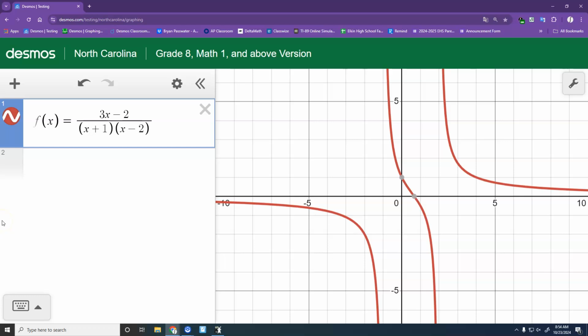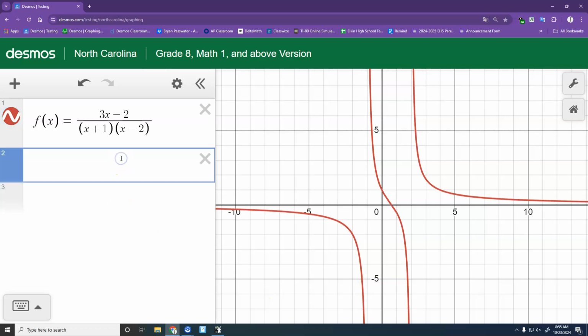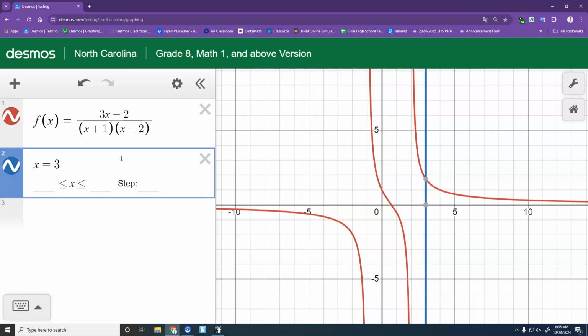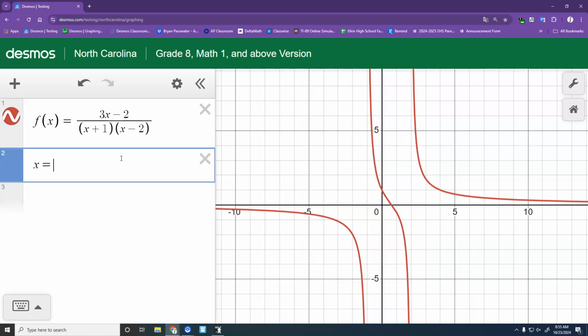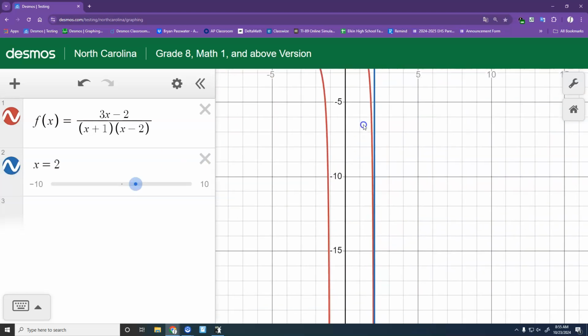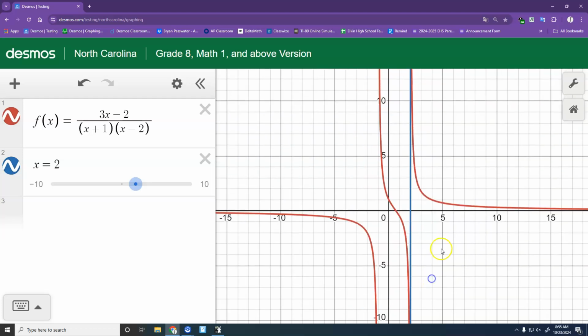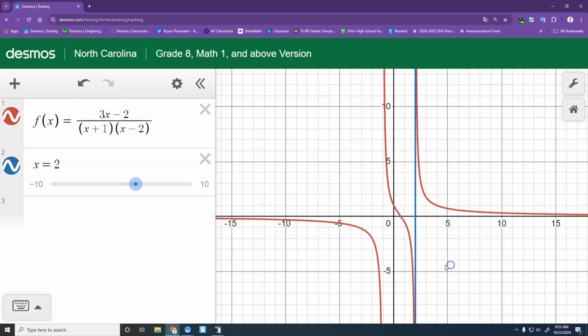All right. Where do I have vertical asymptotes? Okay. So I'm going to type in x equals 3. Is that a vertical asymptote? No. Try 2 instead. I think that works. That looks like a vertical asymptote. It's going to look like you're touching the line, but if you zoom in, it's just getting closer and closer. So I think x equals 2 is an asymptote there.